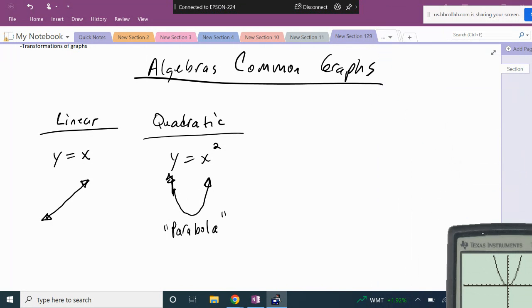The next graph we're going to take a look at is a cubic equation. And a cubic equation is written as y is equal to x cubed. And if you were to graph a cubic equation, it will form an S-shaped graph.